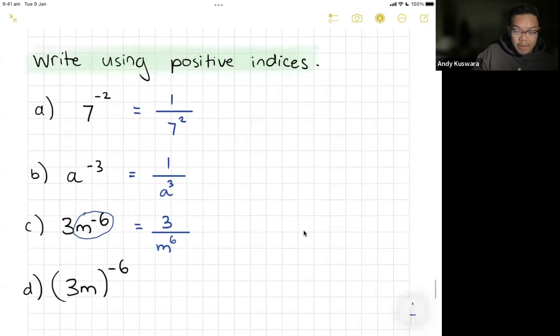Okay. Now, if I have 3m in all brackets, can you see how the -6 relates to the whole bracket? This would mean that there's nothing out the front. So this time 1 would go up the top. And then 3m would be your base, which goes in brackets. And then my power would be 6. Okay, can you see the difference between these two? It's the difference of a bracket. So please be careful with your brackets.